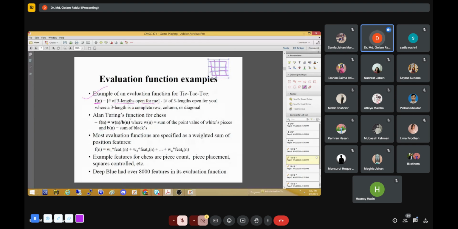The Alan Turing function for chess is f(n) = W(n) / B(n), where W(n) is the sum of the point values of the white pieces and B(n) is the sum of the point values of the black pieces. This is the ratio W(n) by B(n), and it can be used as the evaluation function for each and every board of a chess game.